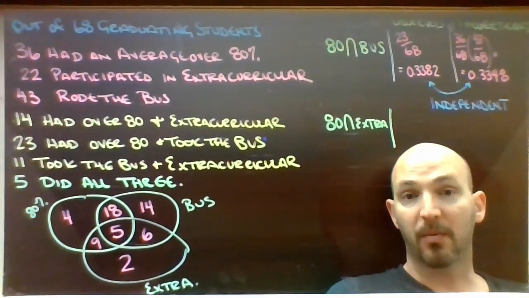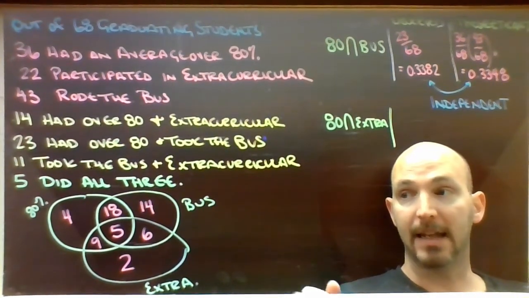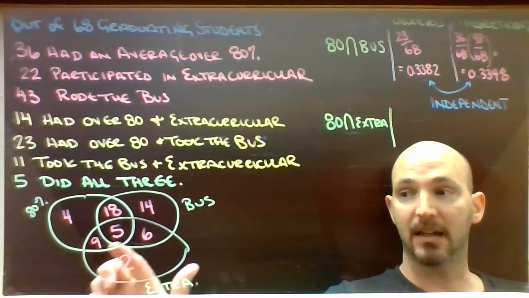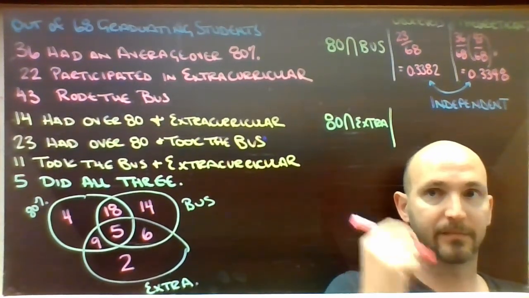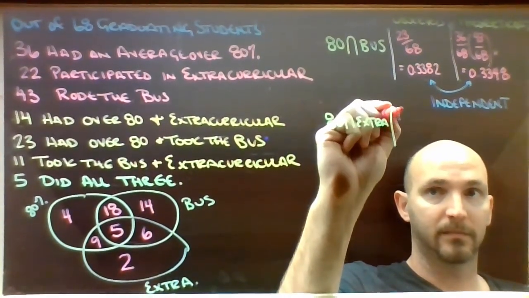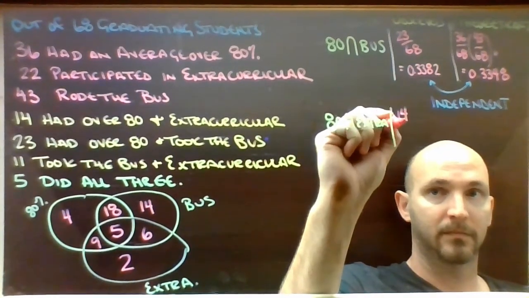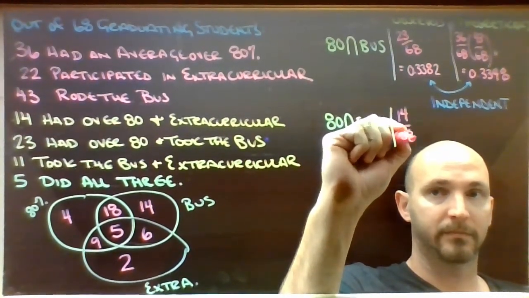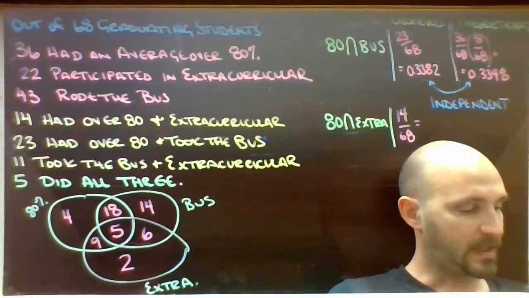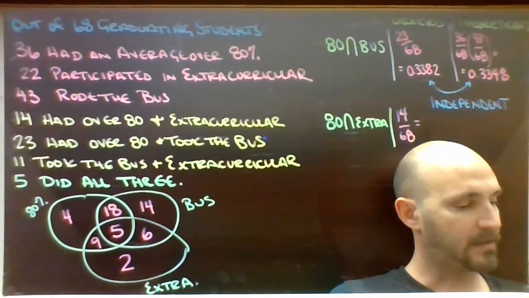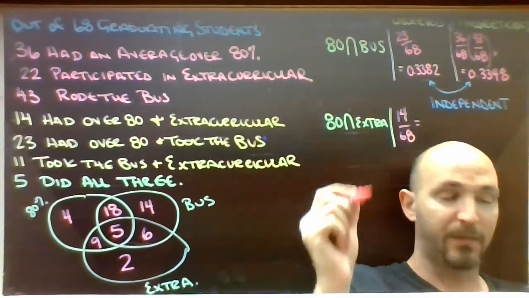So the observed probability for that, getting an 80 and extracurricular, is here. Is these 14 people out of 68. Now 14 out of 68 is 0.2059.